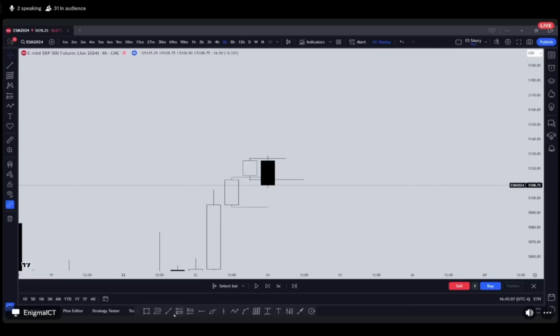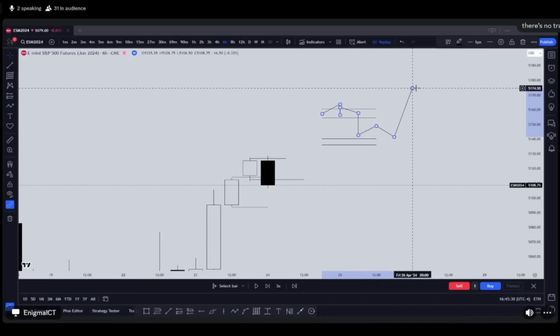Always remember, you might be in a higher time frame range, and there are lower time frame ranges inside this. Something like this. So you could take this high first and turtle soup the low and then go higher. Something like this.